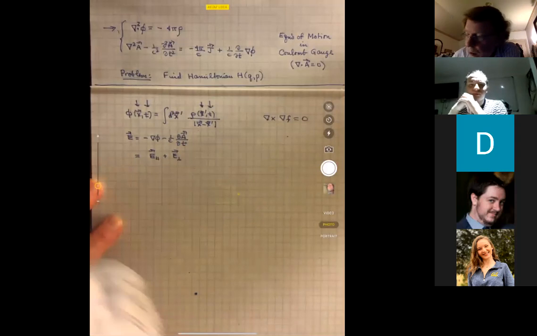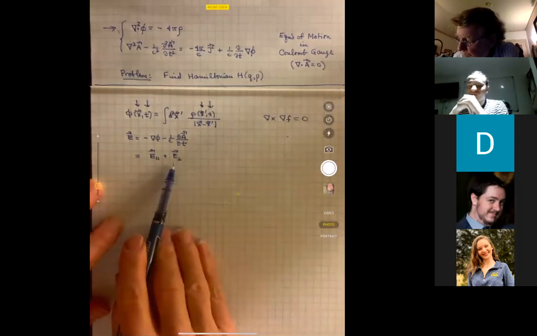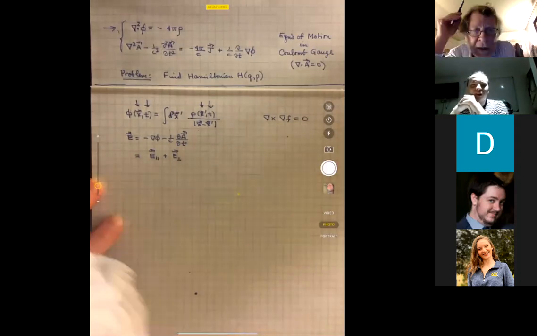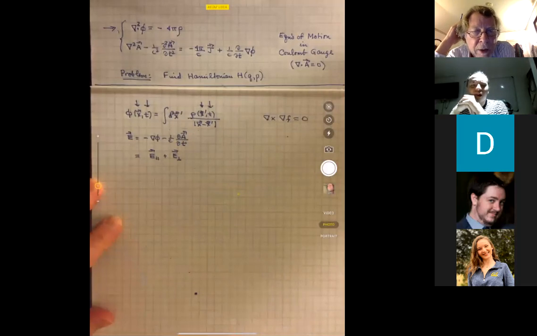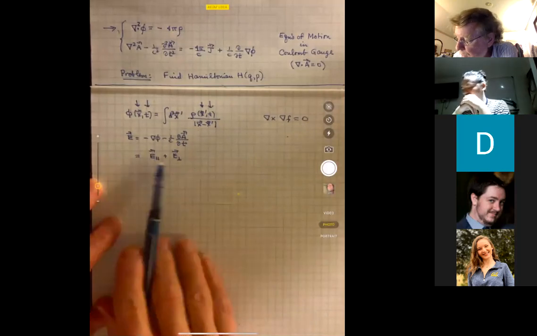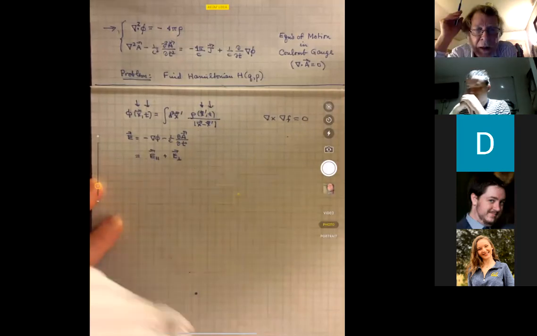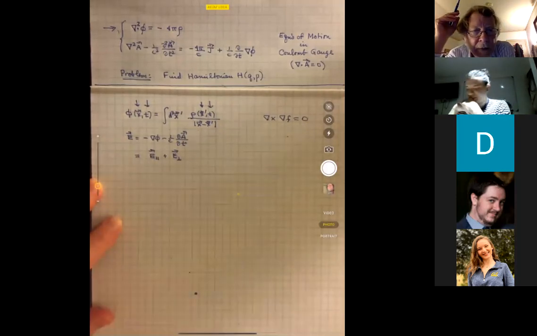And the answer is that the transverse electric field, E transverse here, contains both a retarded and a non-retarded component. And when you add them up, you find that the non-retarded components of the transverse and longitudinal electric fields cancel out, and what's left over is something that's properly retarded.